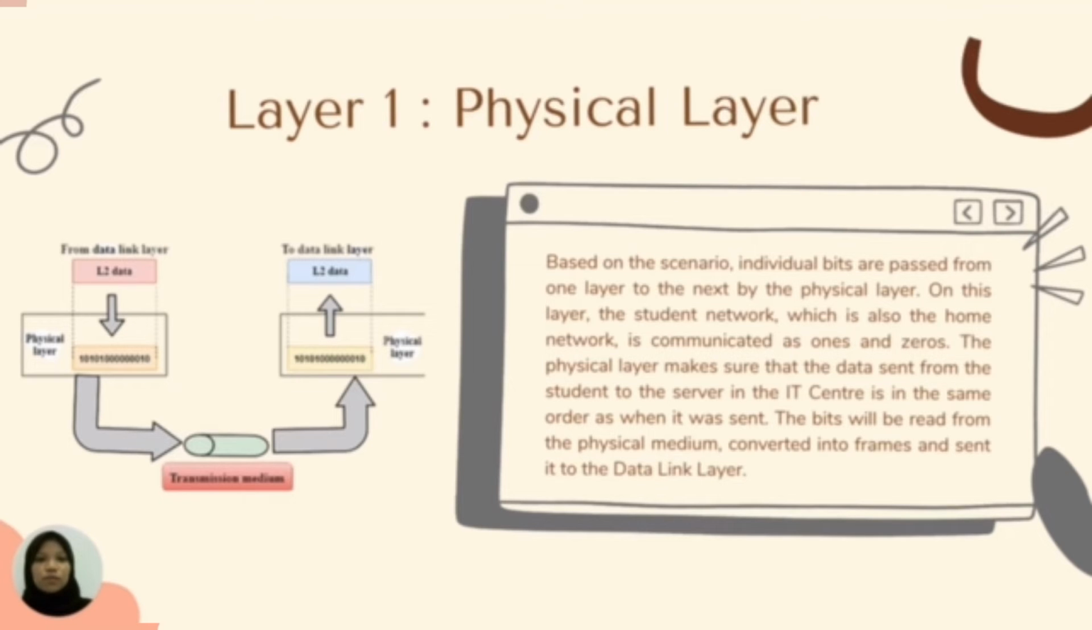Individual bits are passed from one layer to the next by the physical layer. On this layer, the student network, which is also the home network, is communicated as ones and zeros. The physical layer makes sure that the data sent from the student to the server in the IT center is in the same order as when it was sent. The bits will be read from the physical medium, converted into frames, and sent to the data link layer.